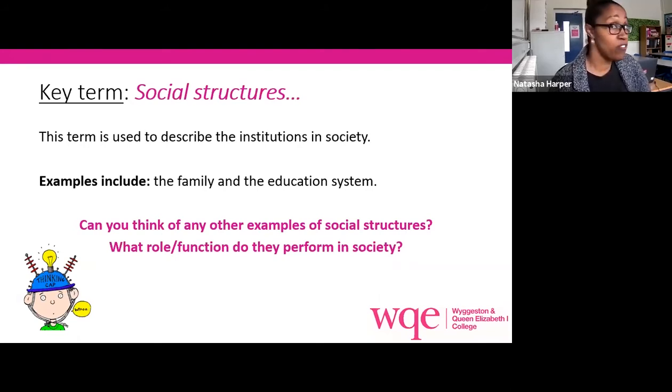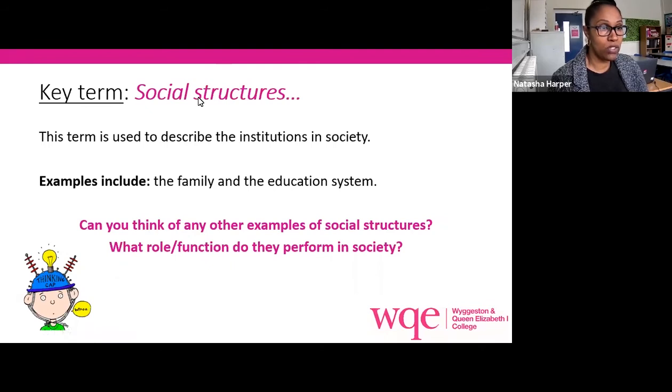So just to give you a hint, where do we get our information from? That might be an institution. Who makes the rules in society? Who punishes us in society? Who looks after our health and well-being in society? So these are all institutions that constitute social structures. There's a couple of hints there for you. Can anybody think of the institutions that provide those kinds of functions?